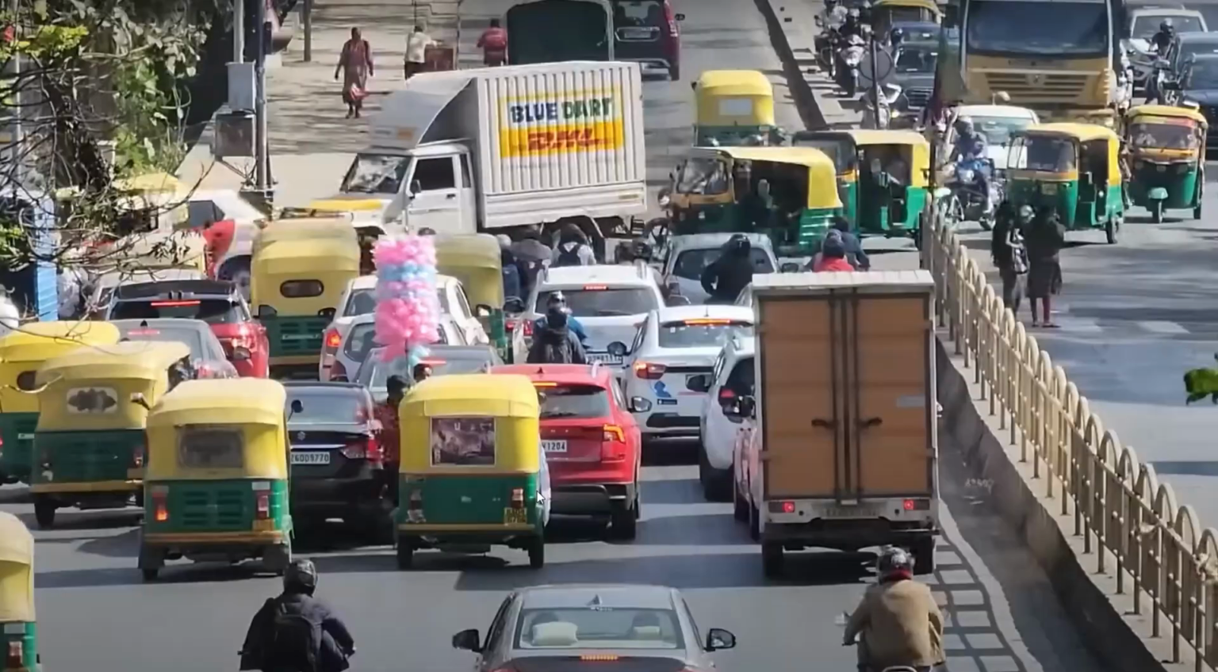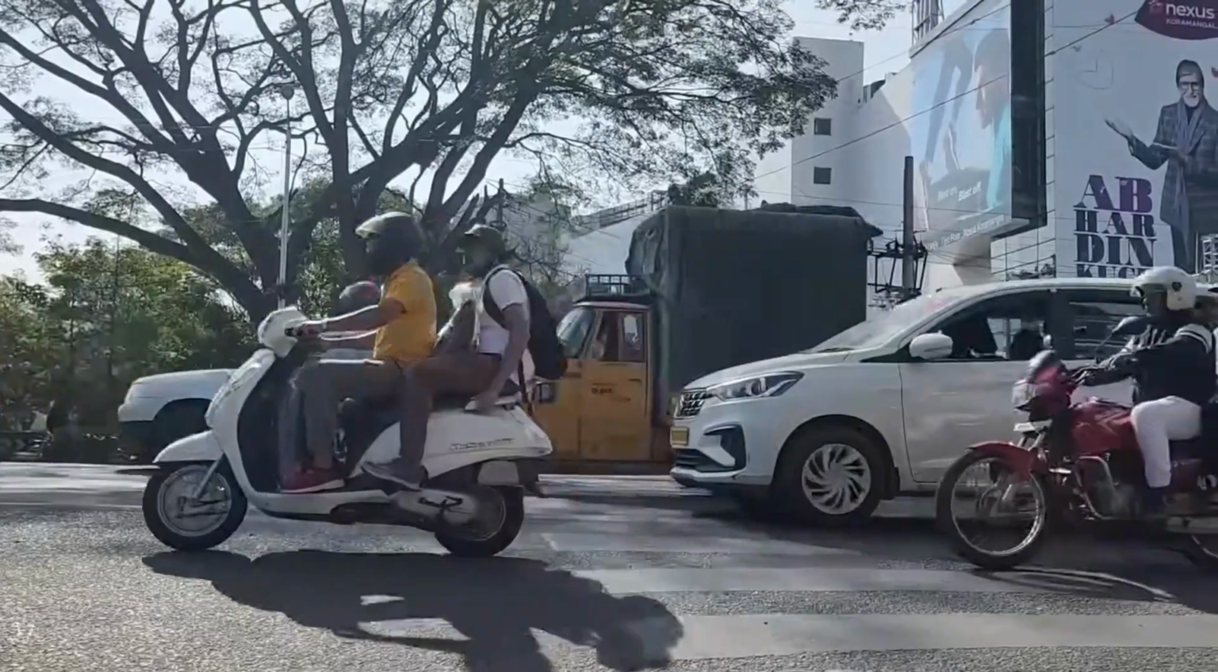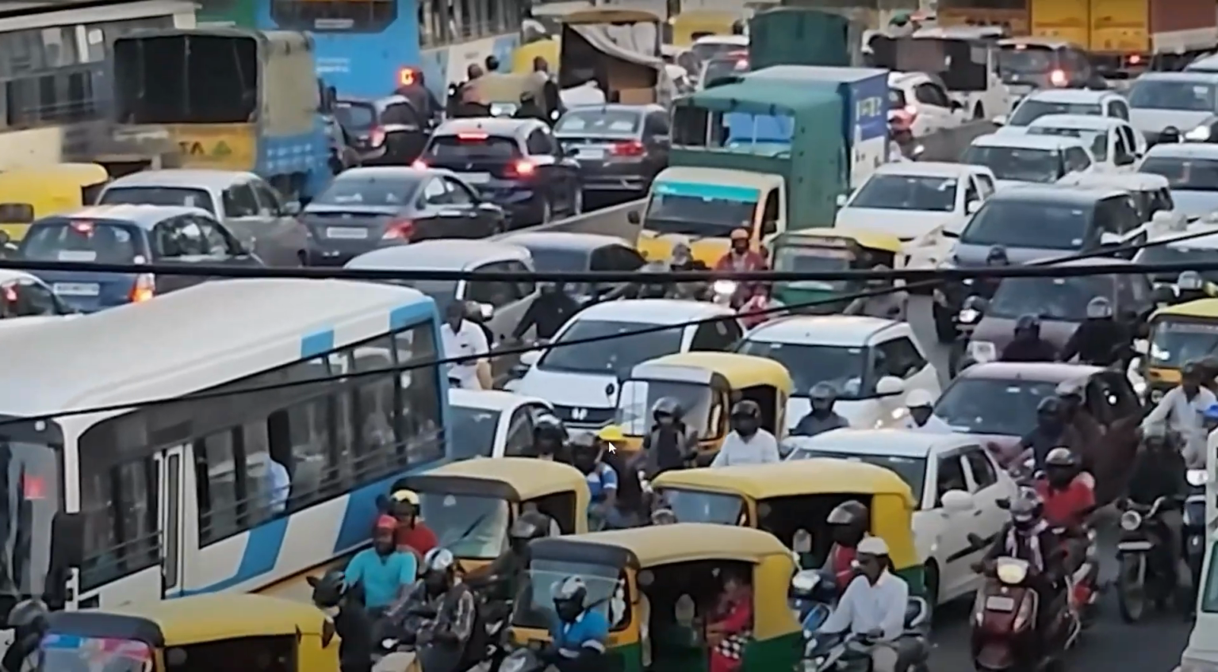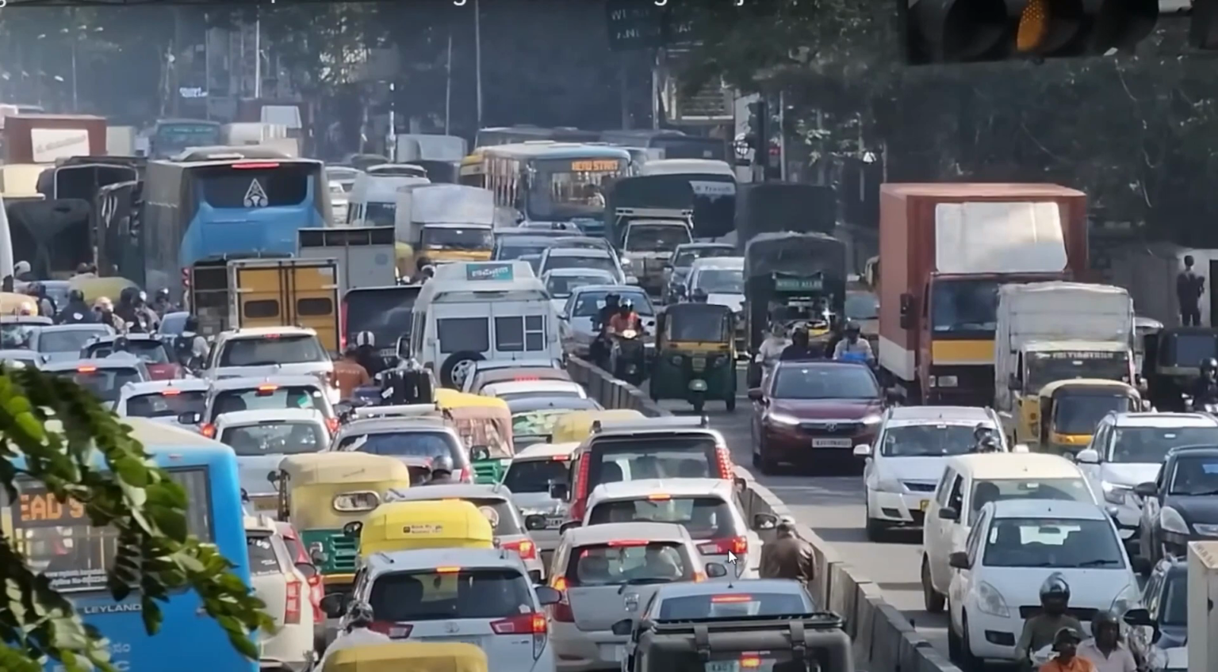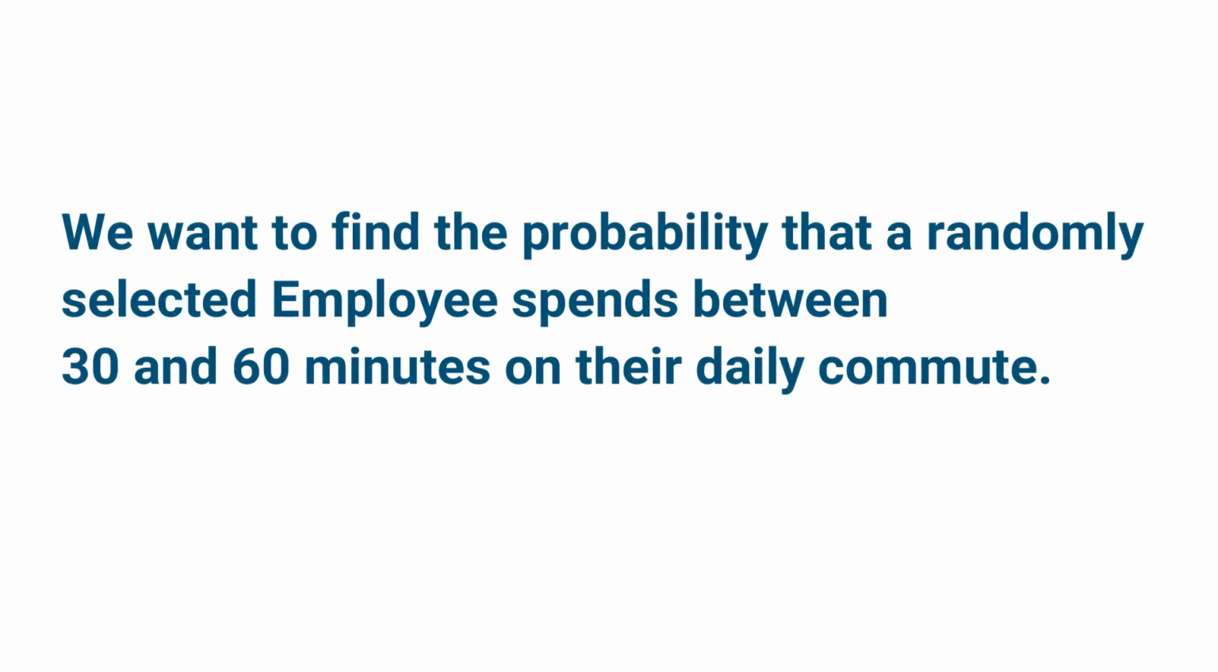Let's dive deeper with another example: commute times in a busy city like Bangalore, right? Imagine we wanted to know if someone's daily commute time falls between 40 to 60 minutes in Bangalore's traffic. Let's introduce a probability statement. You are working in a company as an HR manager and you want to know if employees spend 30 to 60 minutes in their daily commute. Continuous probability distribution helps us tackle these kinds of questions. So let's jump into the analysis.